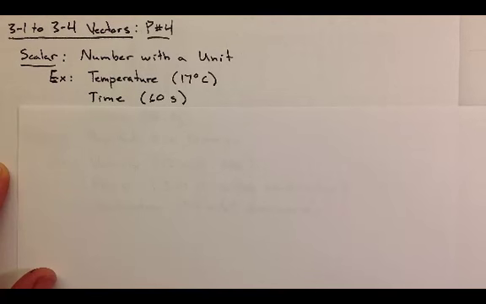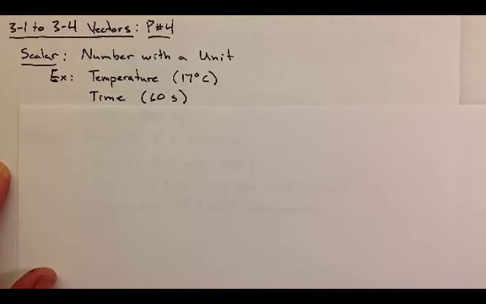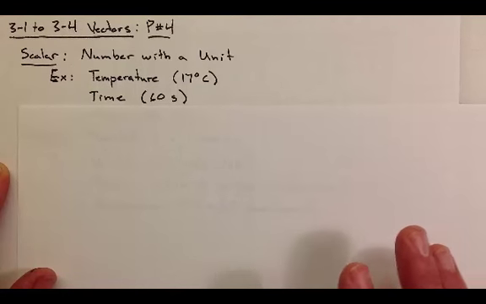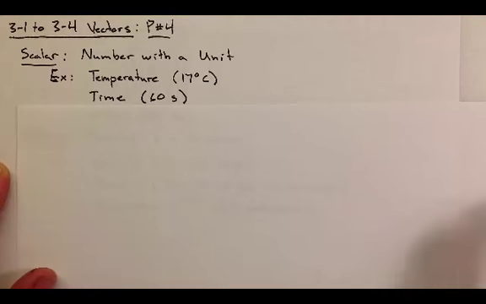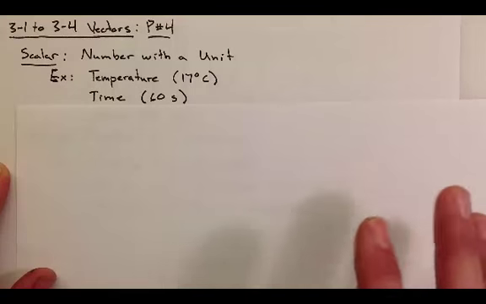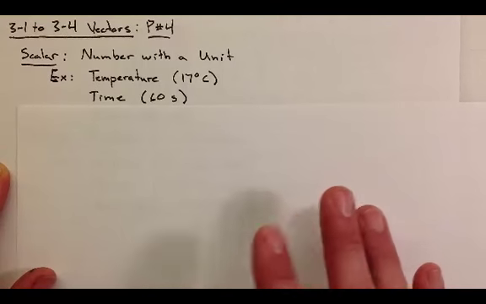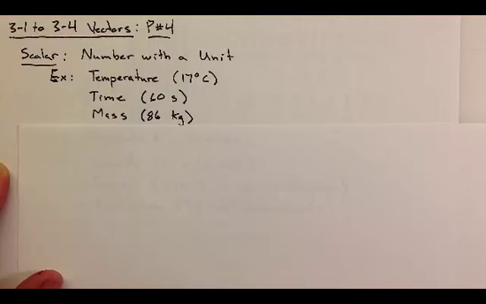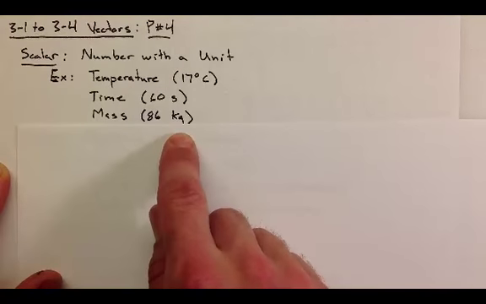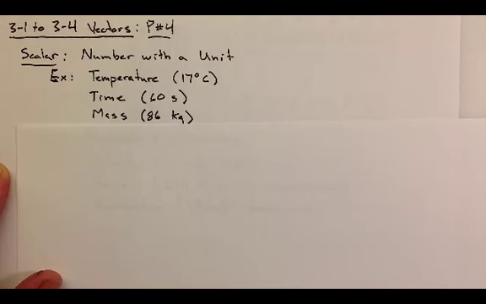Time is a scalar quantity. I might talk about 60 seconds, right? This video might be gone in 60 seconds. Actually, it'll be gone in about 10 minutes. But anyway, time is a scalar. Mass, 86 kilograms, a number and a unit. Mass is a scalar quantity, all right?